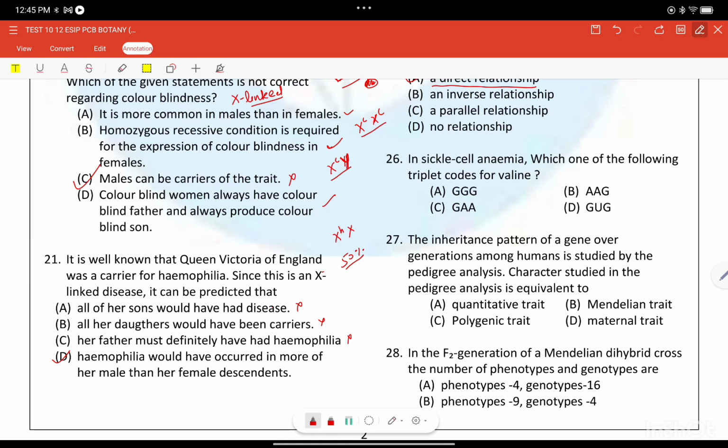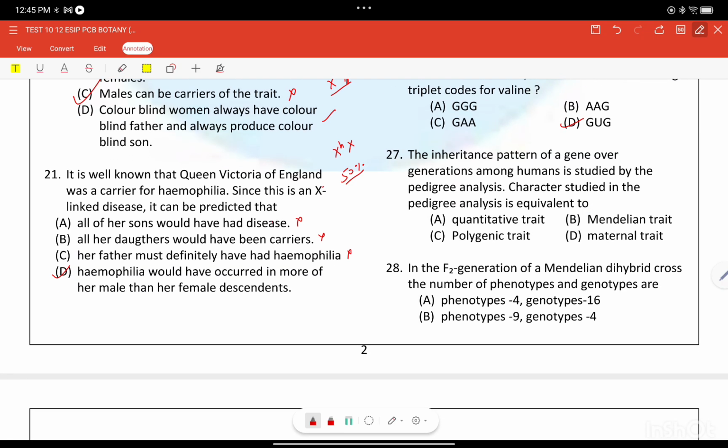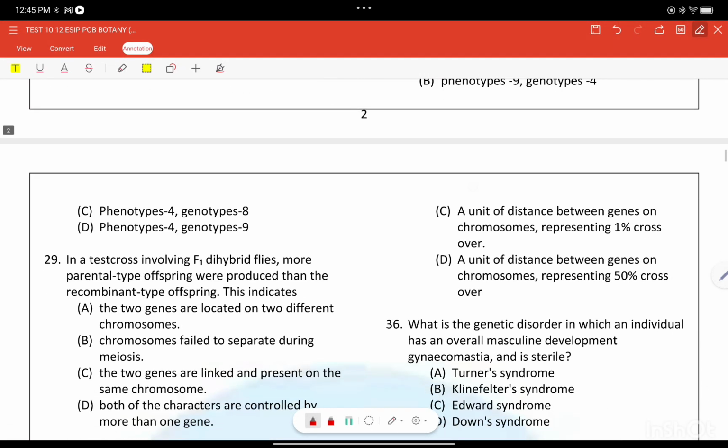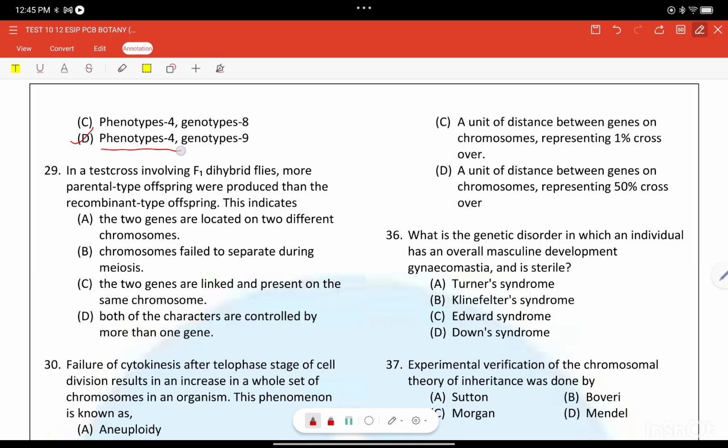In sickle cell anemia, which of the following triplet codes for valine? Code for valine is GUG. The inheritance pattern of gene over generation among human is studied by pedigree analysis. Character studied in pedigree analysis is equivalent to Mendelian trait. In the F2 generation of Mendelian dihybrid cross, the phenotypes are 4 and genotypes are 9. Phenotypic ratio is 9:3:3:1 and genotypic ratio is 1:2:1, 2:4:2, 1:2:1.